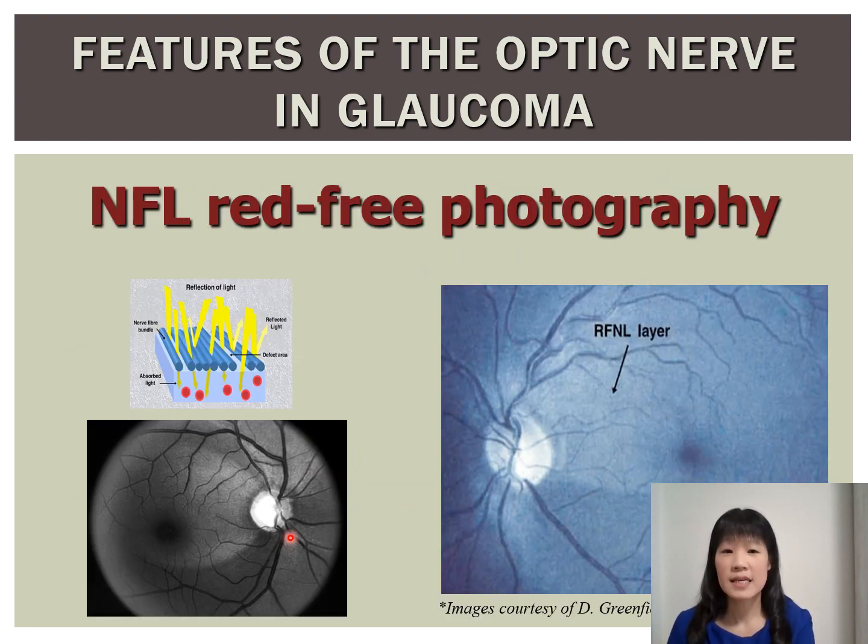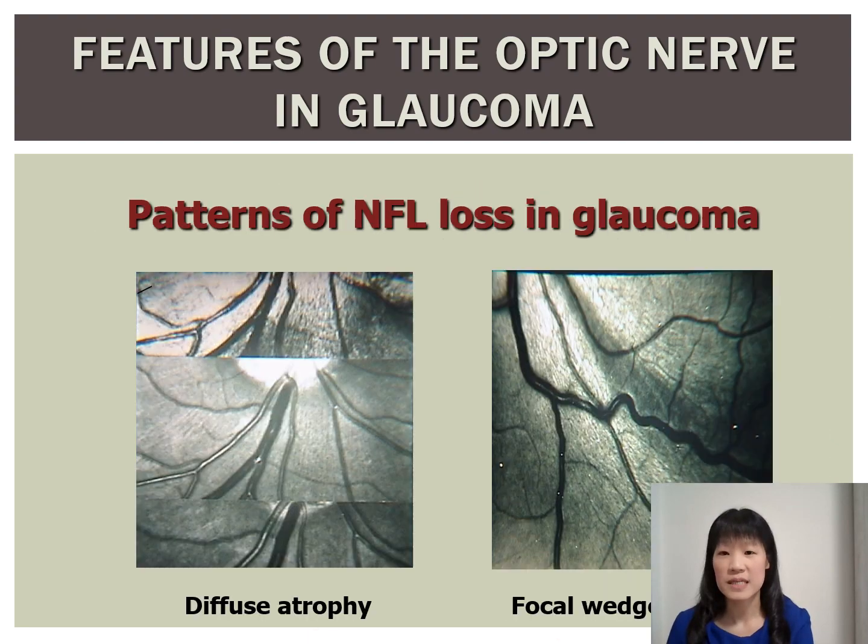So here you can see on red-free photography glaucomatous dropout of the nerve fiber layer in the arcuate pattern, where there are two changes, loss of reflectivity and more smoothness. Here you can see loss of reflectivity and greater smoothness. Here you can see in glaucoma, loss of reflectivity and smoothness. Here you can see loss of reflectivity and smoothness in glaucoma. So normal, glaucoma.